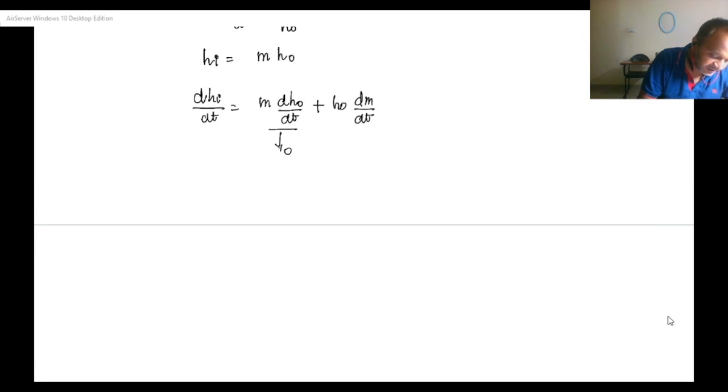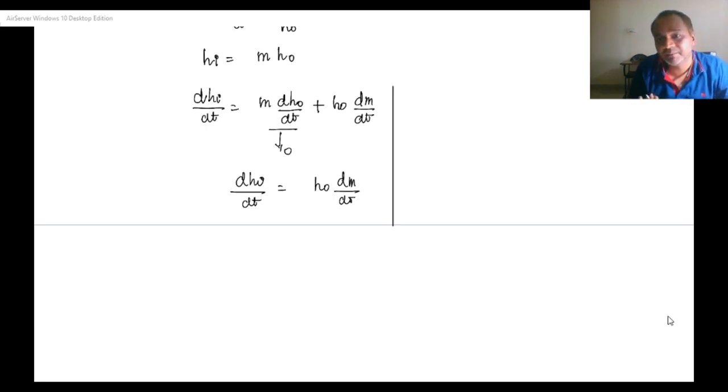So basically we have to calculate dhi by dt. This is nothing but the height of the object into dm by dt. So our main goal is the calculation of dm by dt.